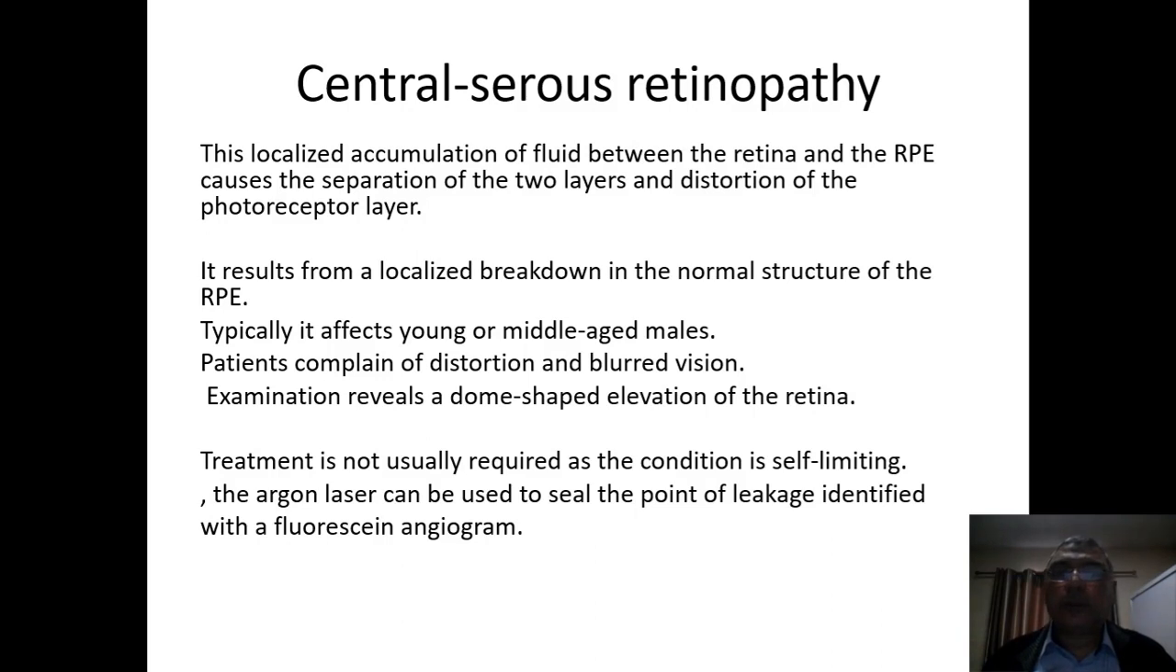Central serous chorioretinopathy or central serous retinopathy is a localized accumulation of fluid between the retina and the retinal pigment epithelium, separating the area into two layers. And this will result in distortion of the overlying photoreceptor layer with distortion of vision. Usually it results from localized breakdown of the normal structure of the retinal pigment epithelium. Usually it occurs in young age. Patients have central distortion of vision and blurred vision.